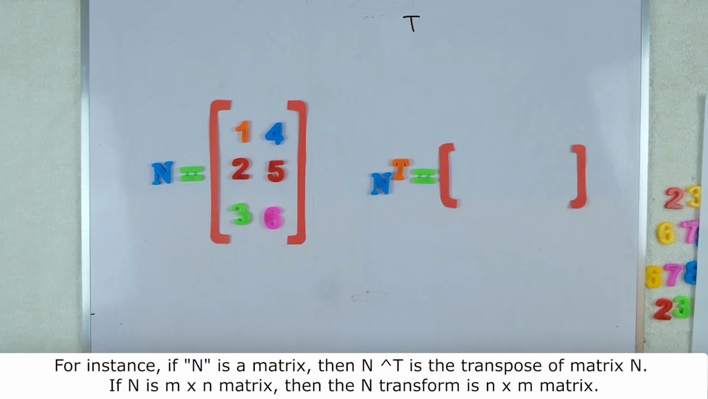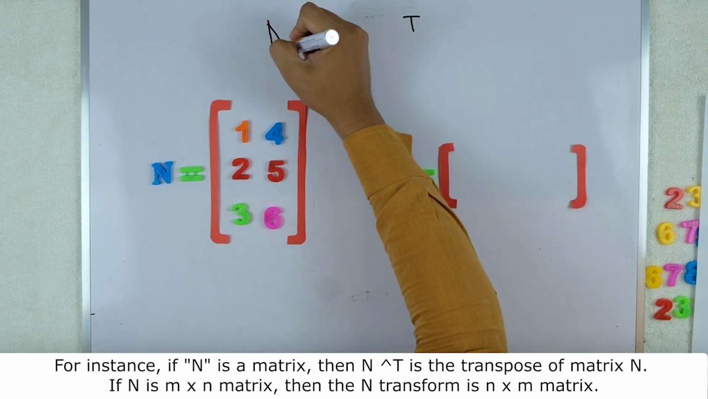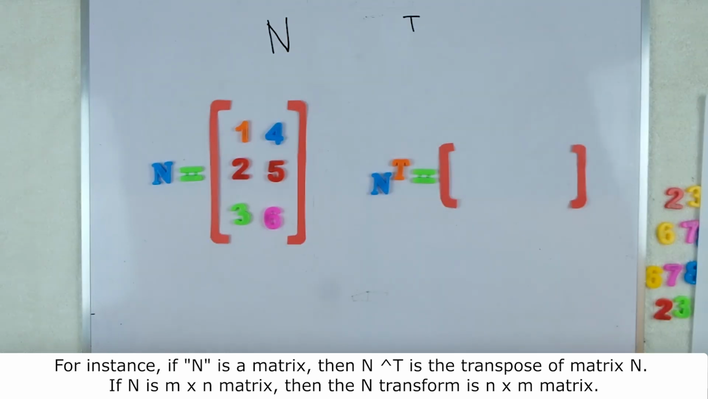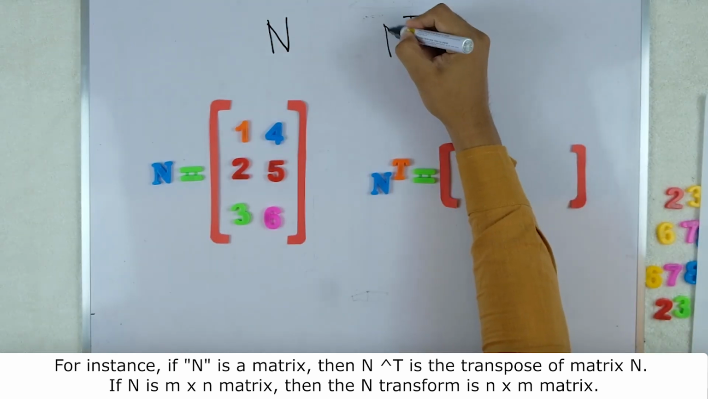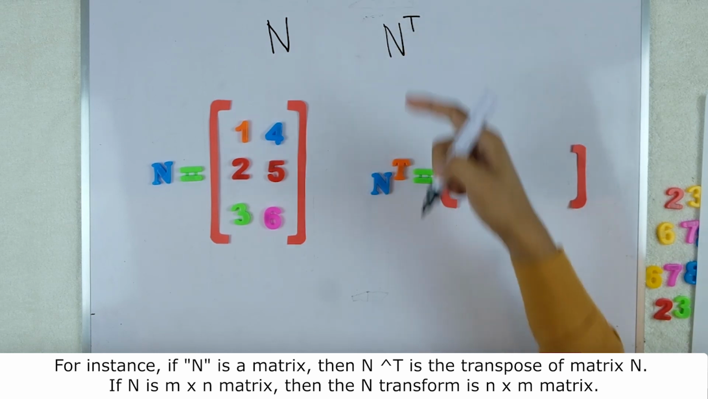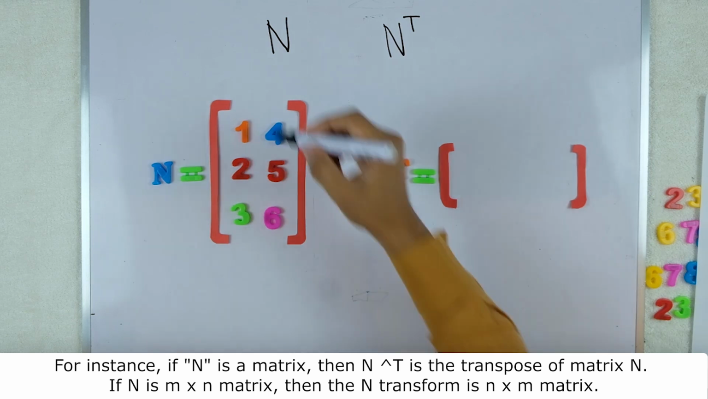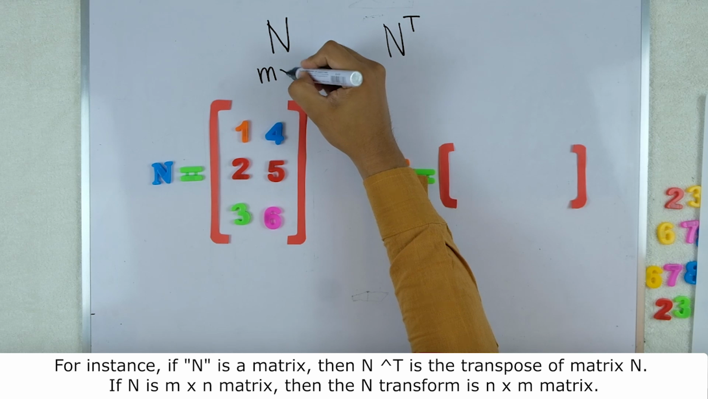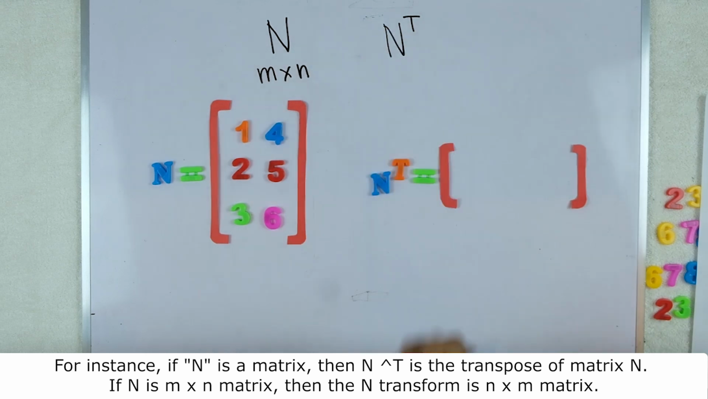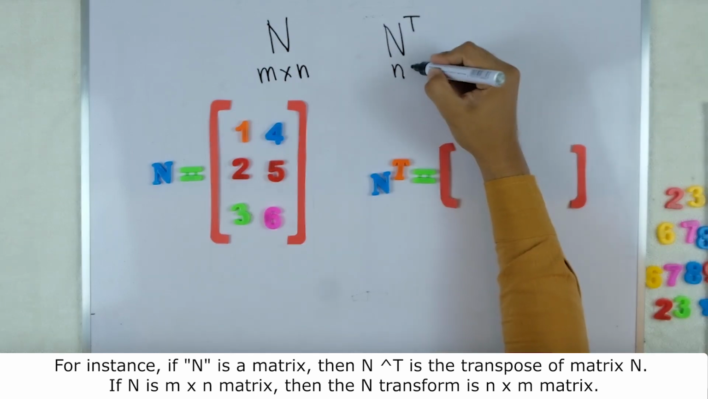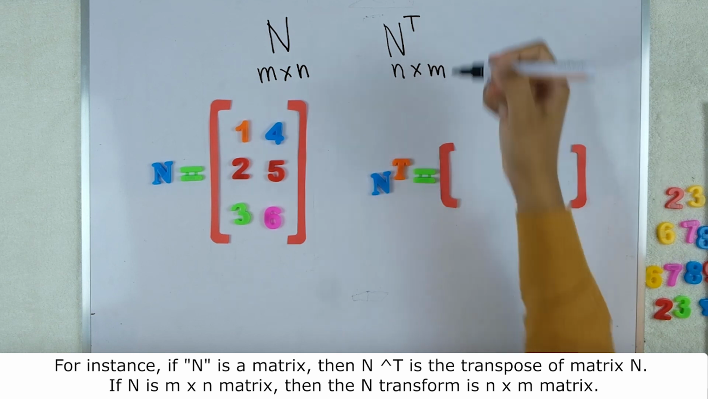For instance, if N is a matrix, then N raised to T is the transpose of matrix N. If N is M by N, then the N transpose is N by M.